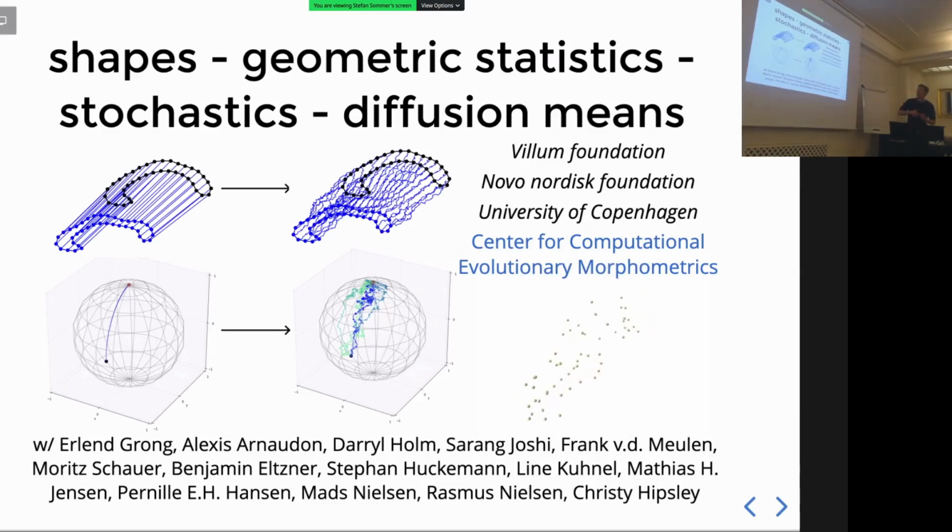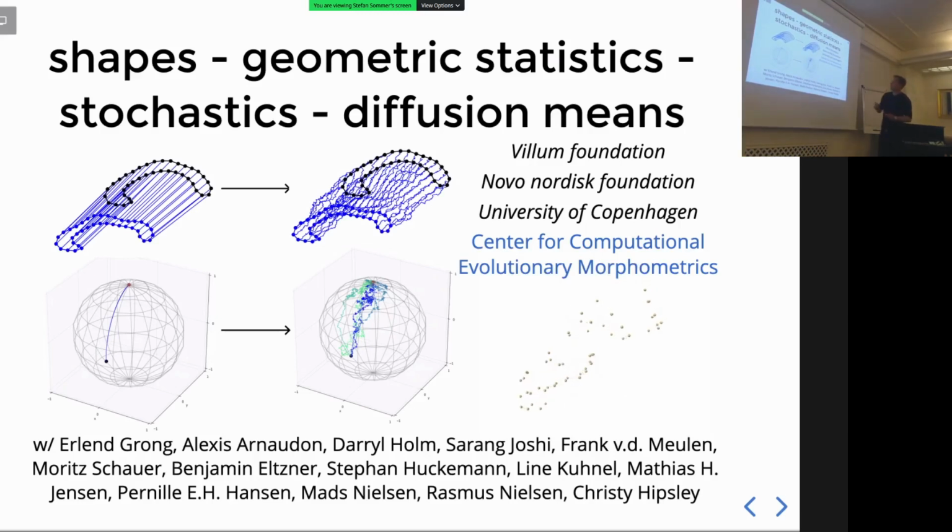And then later on in the talk, I will get more into properties of the constructions that you get out of this, and one particular example of that is what's called the diffusion mean. So yesterday you saw the Fréchet mean, and now I'll talk about the diffusion mean and how that behaves statistically.